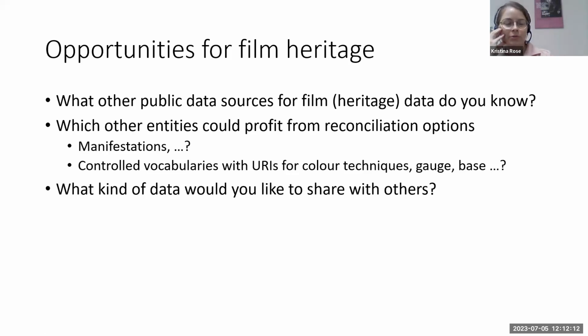My first thought would be manifestations, because as you have seen, there's information on Wikidata which might actually be more related to a manifestation. And if film archives have structured their data in a work manifestation item hierarchy, this is of course an important entity. Or what do you think, what controlled vocabularies might be interesting for film heritage data? So if anyone wants to join the discussion. I hope I didn't scare you now, because I don't see any videos.